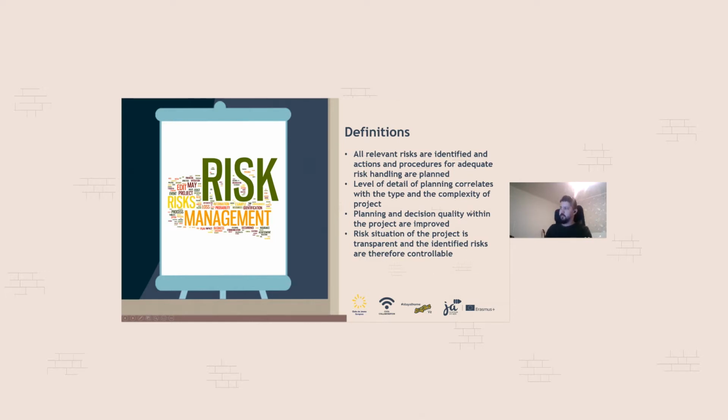The risk situation of the project is transparent and the identified risks are therefore controllable. It's not that if I do proper risk management, all the risks will be eliminated. That's almost impossible. But if they're identified, I can track them and I can control them at least a little bit.